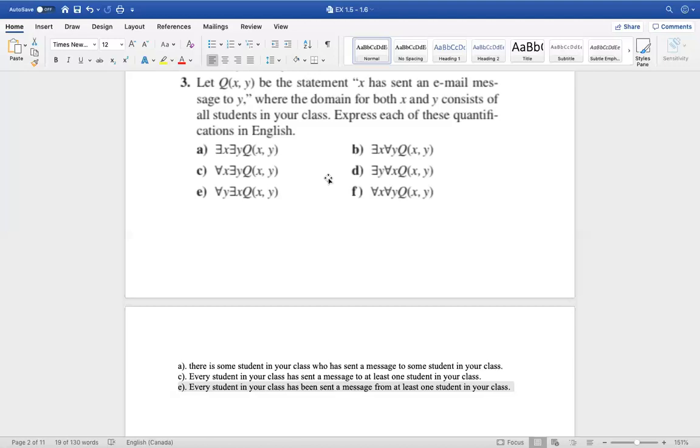Any other questions? Quick question. Don't we need to specify X and Y when we're expressing the quantifier in English? We don't have to, because here we have specified the domain, right? It says the domain of both X and Y consists of all students in your class. So indirectly, they are representing X and Y. When I say student in your class, it's the domain of X and Y. Okay, thank you.